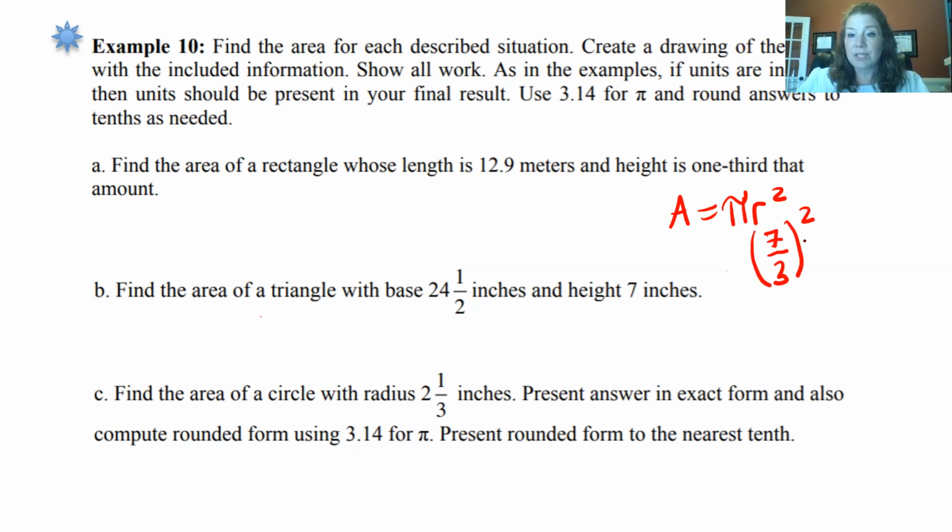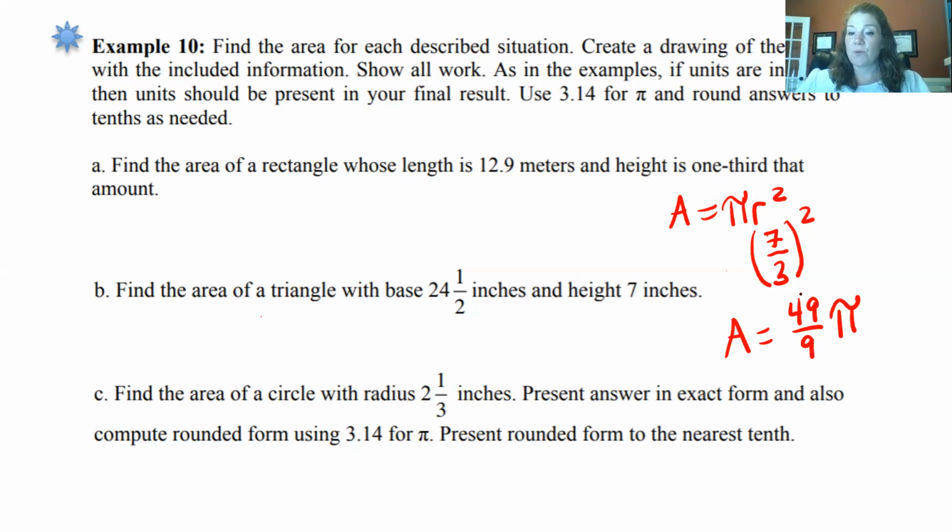So 7/3 times 7/3 is 49/9. So 7 times 7 is 49, 3 times 3 is 9. So when it asks for the area in exact form, I could say the answer is 49/9 pi. Or I guess I could turn this into a mixed number.